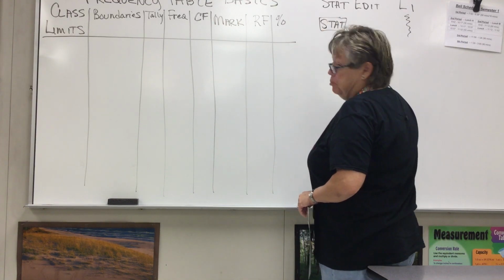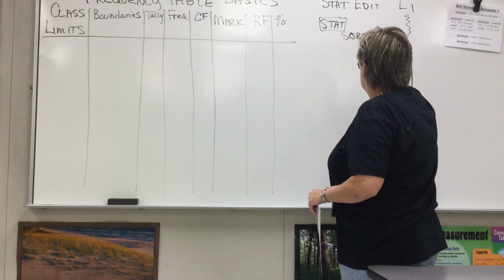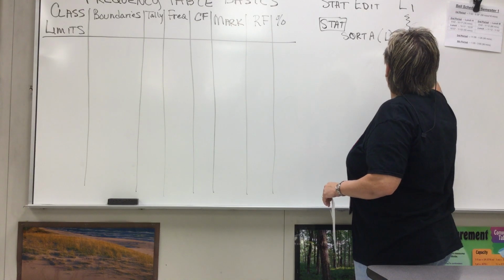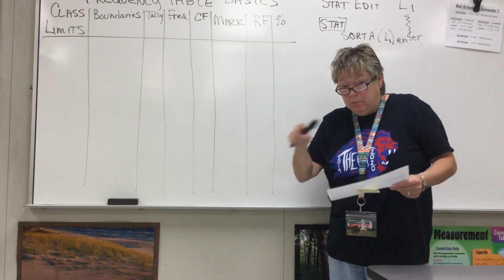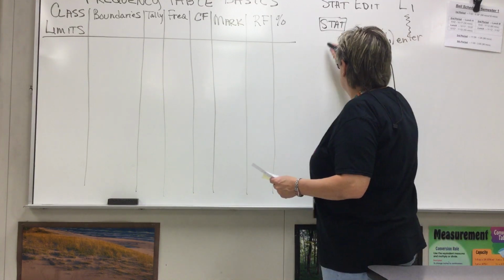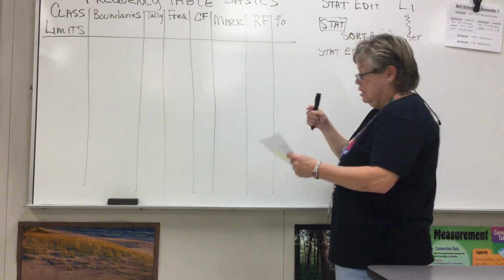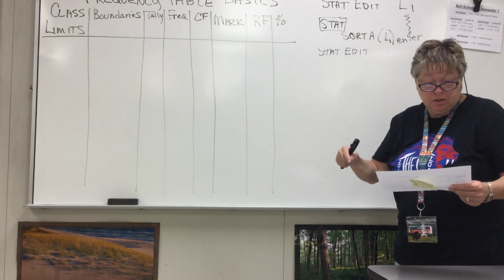This is your calculator button, and you're going to choose Sort Ascending, or A for Ascending, L1, press Enter, and all your data should be in order when you go back to look. So you go back in and hit Stat Edit again, and all 50 of your data points should be from smallest to largest.